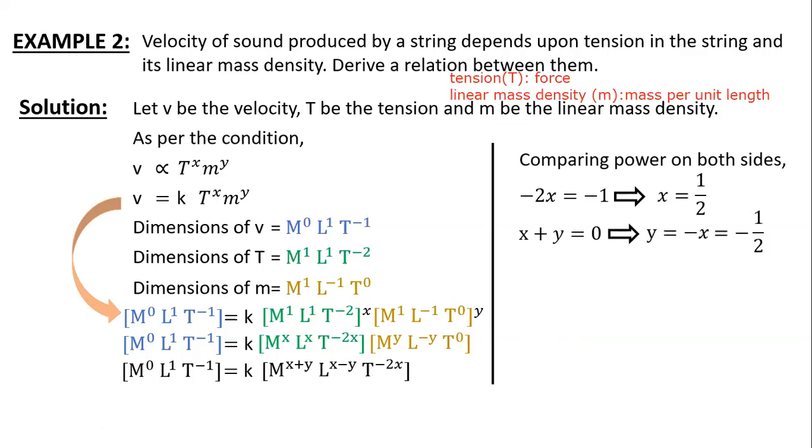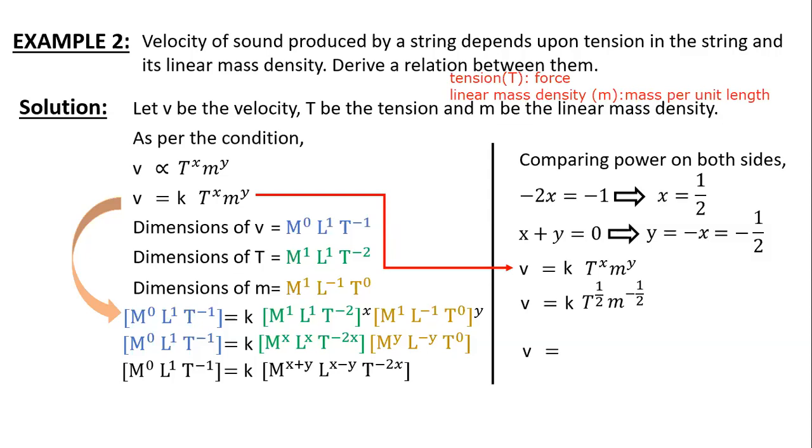So you got the x and y values. Now in the relation I substitute x as half and y as minus half. Minus half means in the denominator, and power half means square root. So that will become the square root of T by m. So that's the relation you will get.